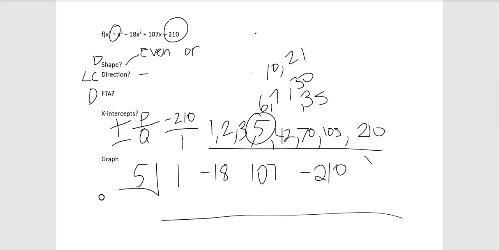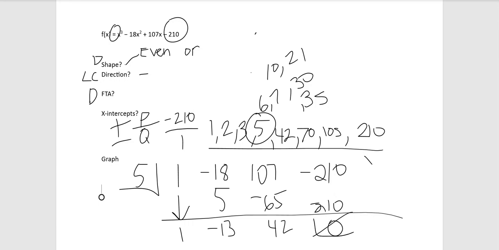So if I just pick 5 and use that in my synthetic division, I'm going to drop down my 1, multiply, add, multiply, add, multiply, add. Because I got a remainder of 0, I know that 5 is a factor. So 5 is one of my x-intercepts, 5, 0.